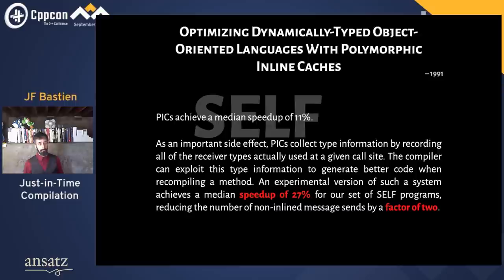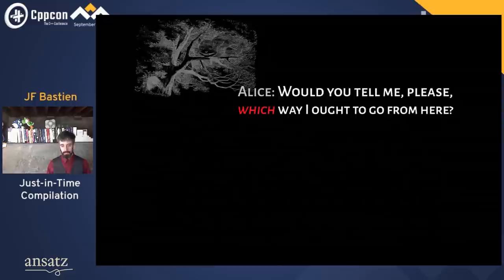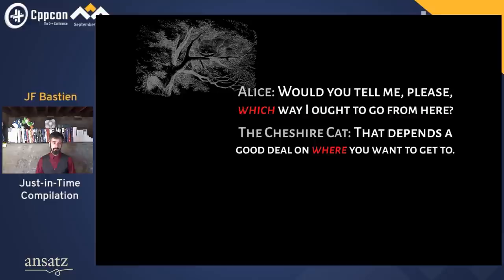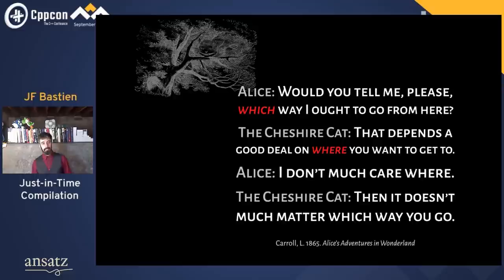All right, so let's go back to our friend Alice here. Alice says to the cat, would you like to tell me, please, which way I ought to go from here? The cat replies, that depends a good deal on where you want to get to. And Alice, perplexed, says, I don't really care where. So the cat finishes with, well, it doesn't really much matter which way you go, right? But the key insight here that the cat has is, figure out what you're trying to do and why it matters. And there's a more grown-up way to say this.